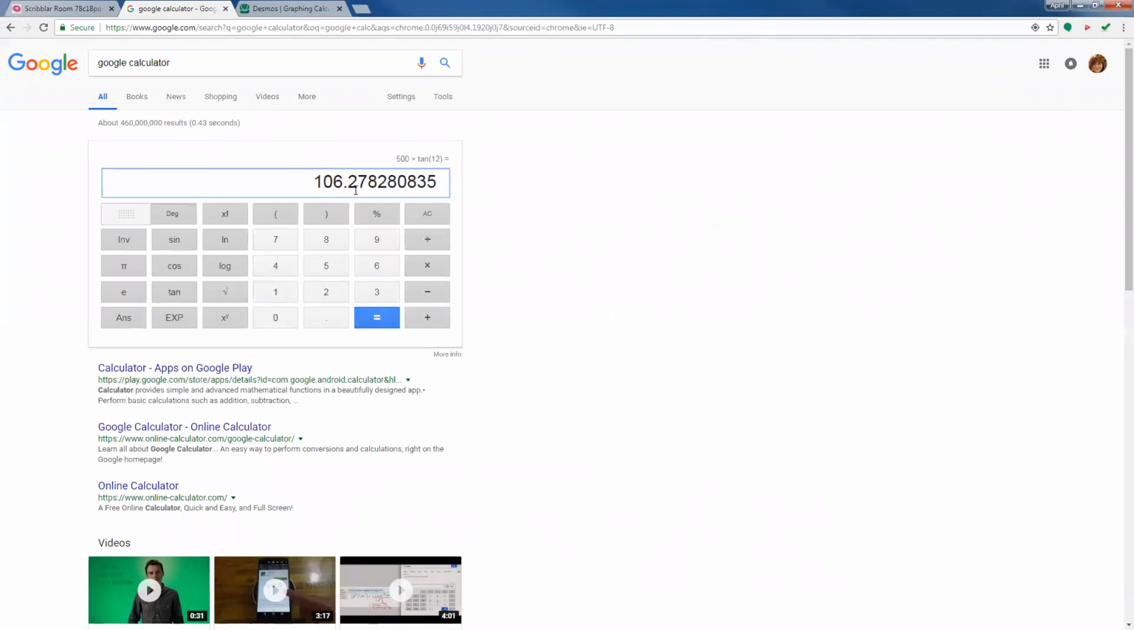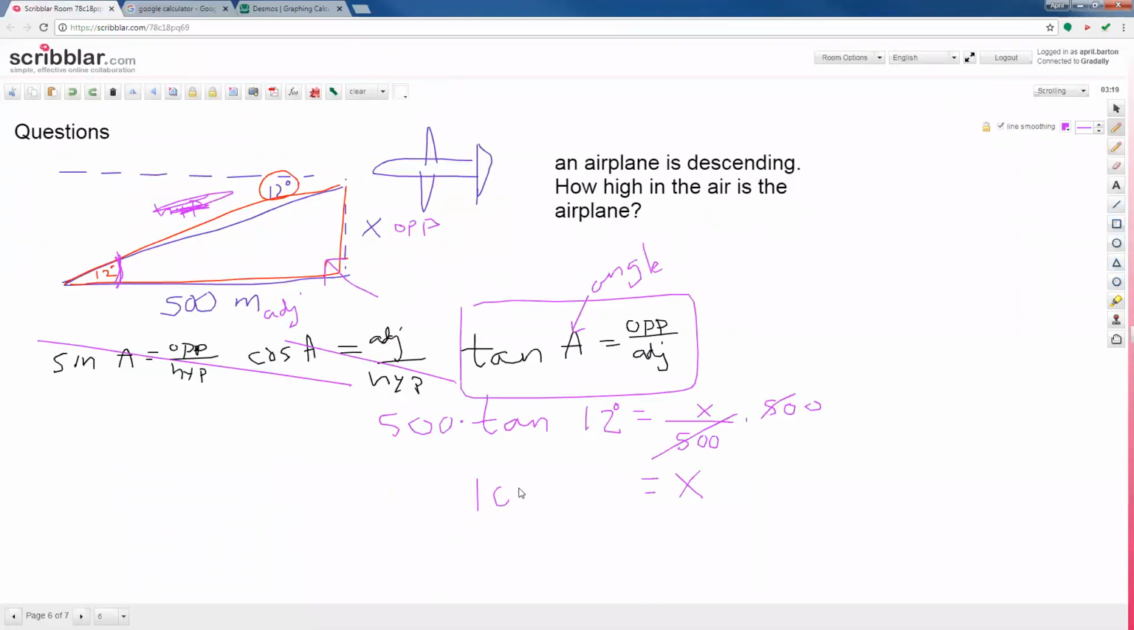Again, most of the time you're rounding to the tenth. So this 2 will round up to a 3 because the 7 next to it is 5 or bigger. So 106.3. And in this case, we had a measurement of meters, so 106.3 meters.